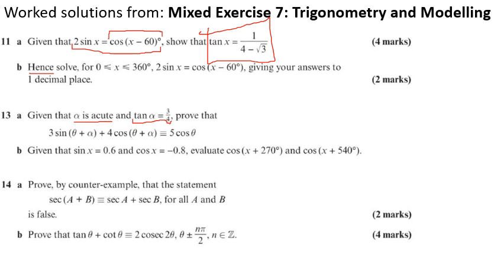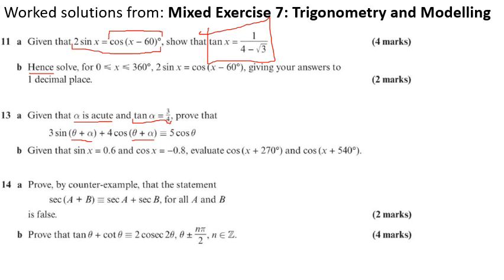But again, it involves multiple angles, theta plus alpha, but it's got a cos and a sine, so there's a bit more work to be done. The next part of the question gives us some specific information about sine and cos and asks you to evaluate certain things. So this will involve potentially using the previous part of the question and potentially using the multiple angles in a similar way, but not directly related to the previous part.